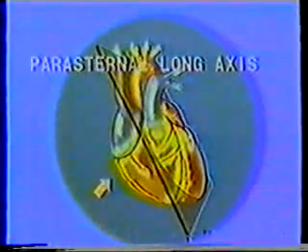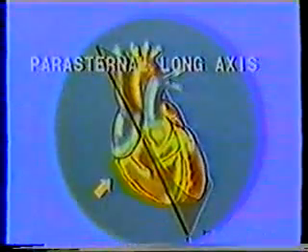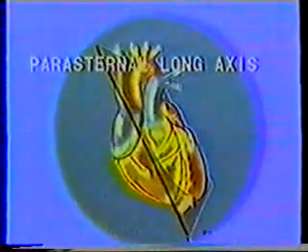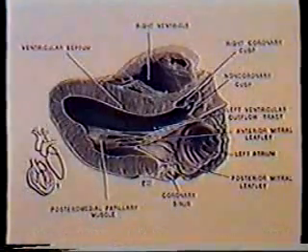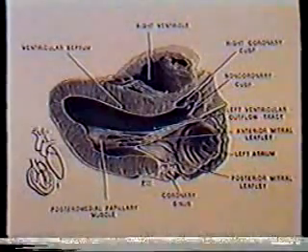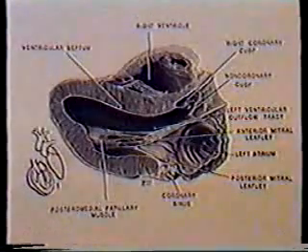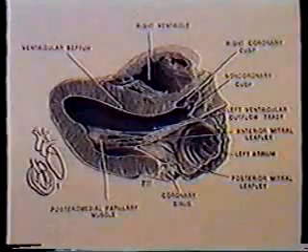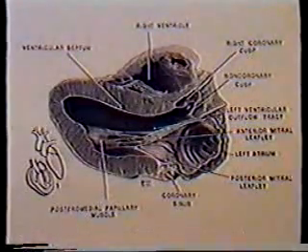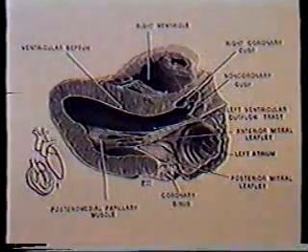We begin the standard two-dimensional examination with the transducer in the left parasternal position. The ultrasound beam is first oriented along the long axis of the left ventricle. The structures that we will study with the parasternal long axis view are labeled in the drawing. Drawings of the various cardiac sections will appear throughout the tape. You can refer to them for quick review of the anatomy.